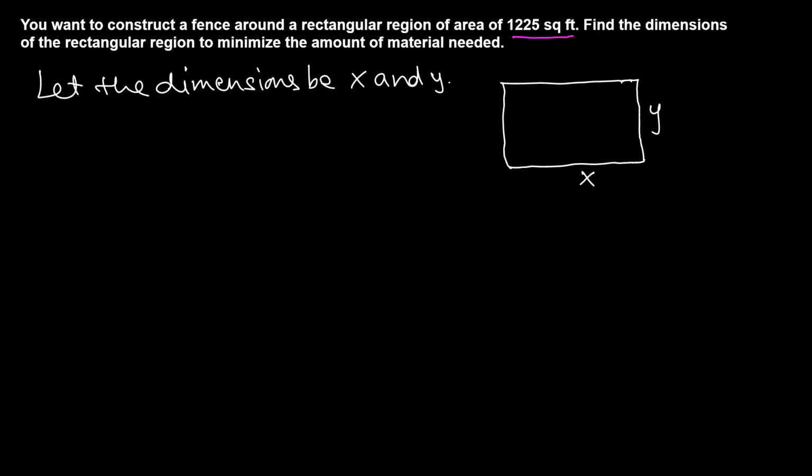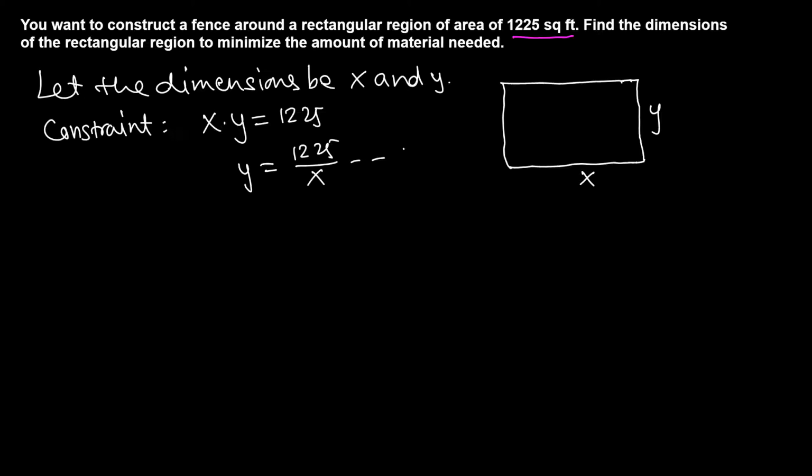That's the constraint. So the constraint here is area 1225. So x times y equals 1225. Now we can solve for one variable. Let's solve for y. So divide both sides by x. So y equals 1225 over x. Let me call this equation 1. Later, when we find x, we come back here and find the corresponding y.